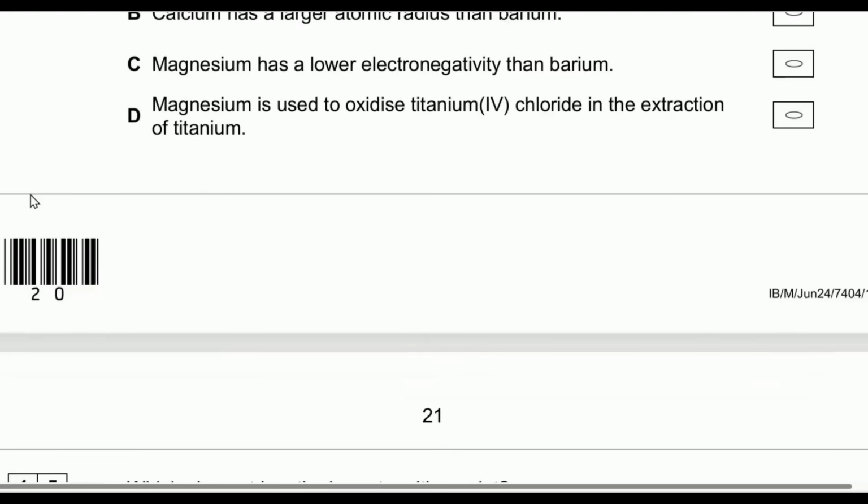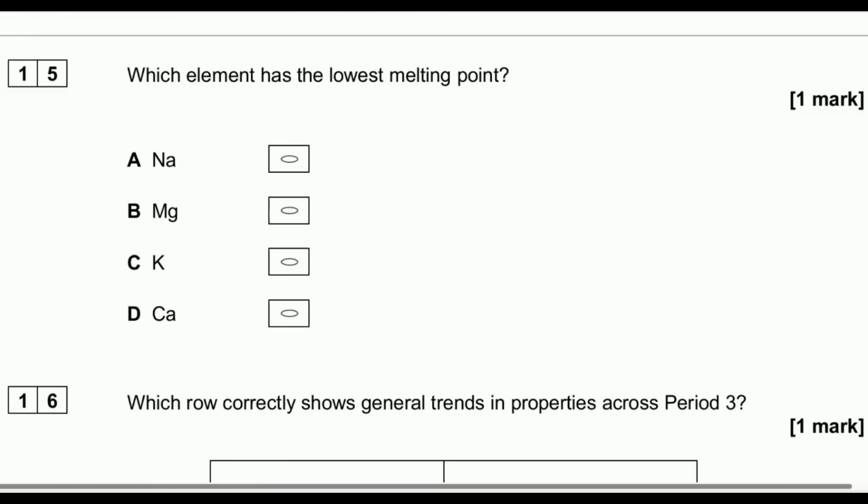Okay, let's go down to question 15. Which element has the lowest melting point? Now, the general trend for melting points as we go down group 1, 2, and 3 is that the melting points get lower. Melting point decreases down the group. Why is that? Well, think about it.